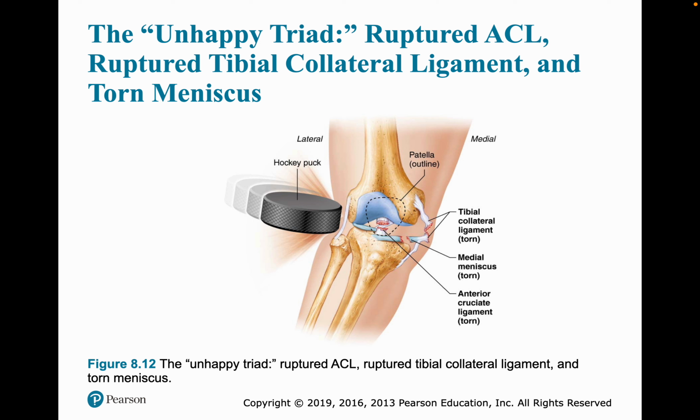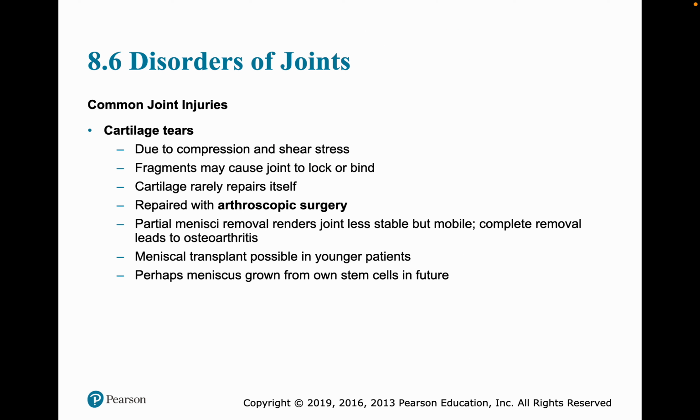So here is a hockey puck hitting the side of some hockey player's knee. You get the tear of the tibial collateral ligament, the medial meniscus, and the anterior cruciate ligament.